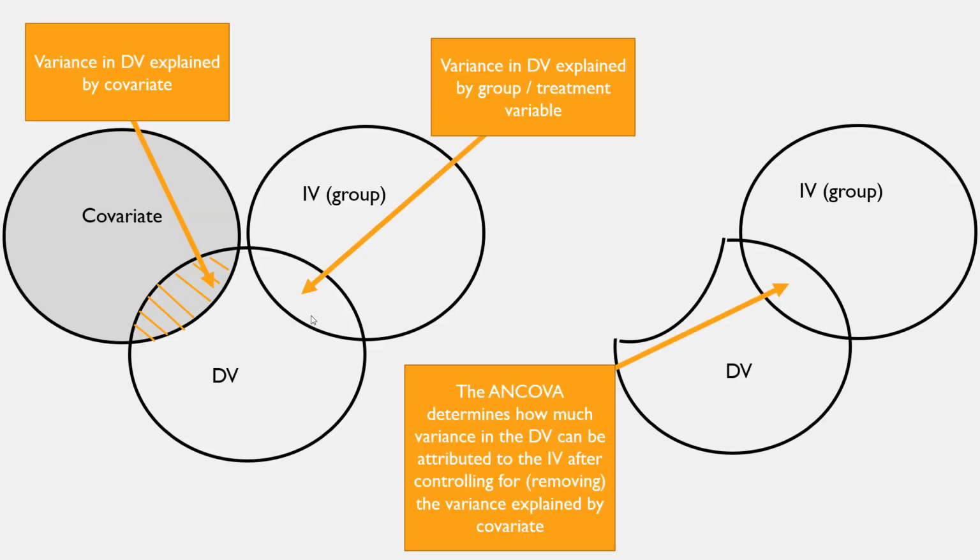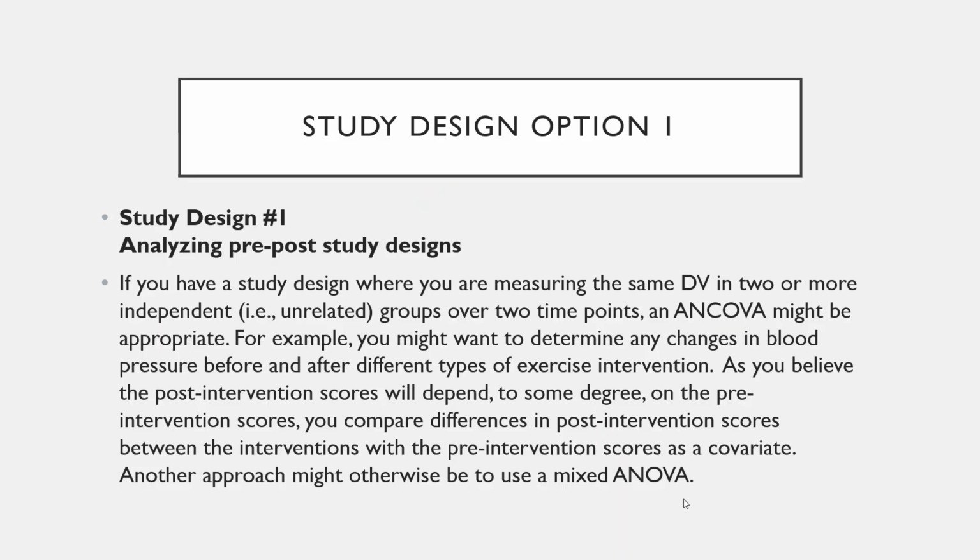similar participants. Graphically, we have a covariate and a grouping variable, and they both share variance with the dependent variable. This is the variance explained by the grouping variable. This is the variance explained by the covariate. Once we remove the variance explained by the covariate, the ANCOVA determines how much variance in the dependent variable can be attributed to the independent variable after controlling for or removing the variance explained by the covariate.